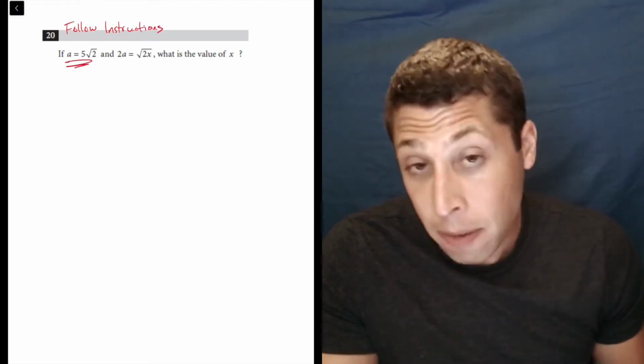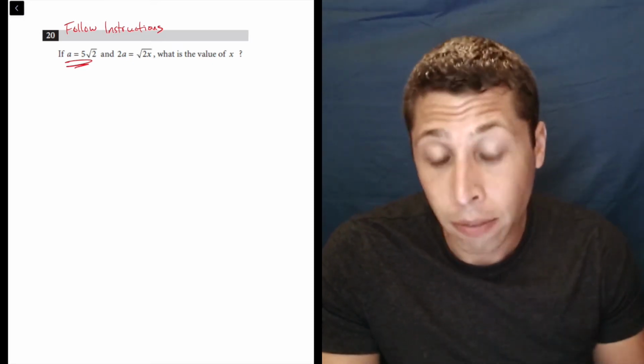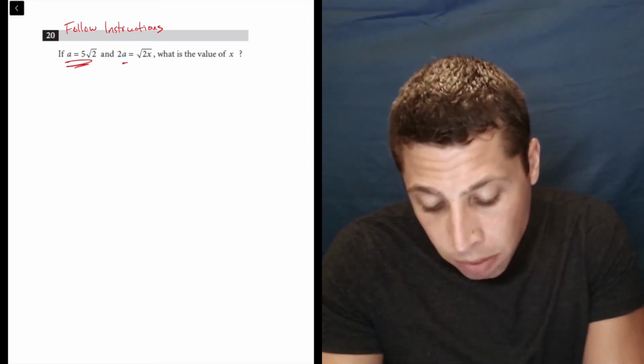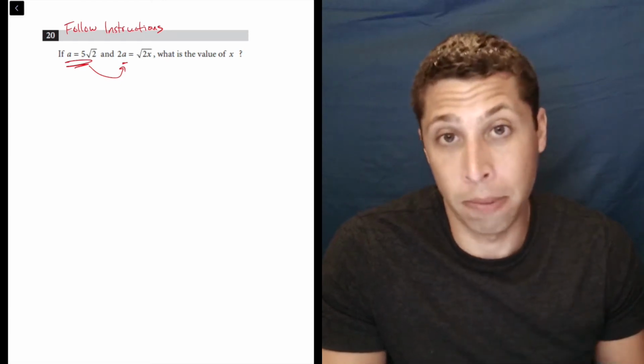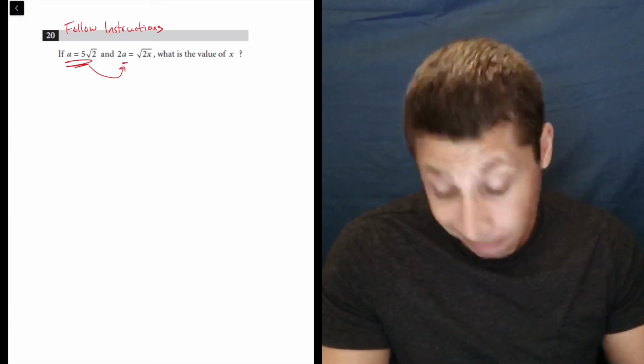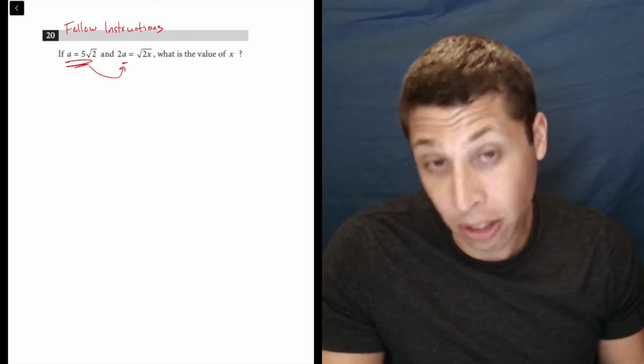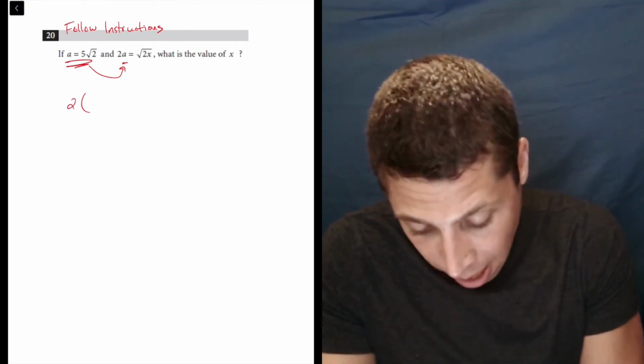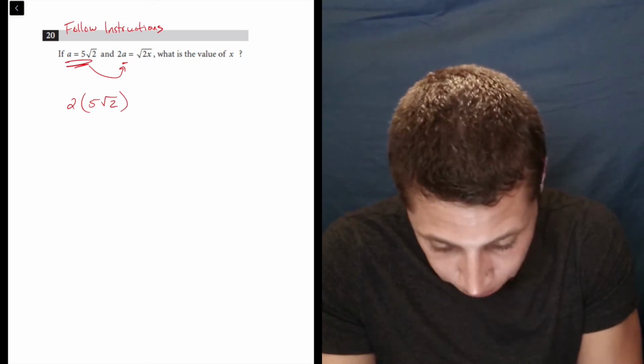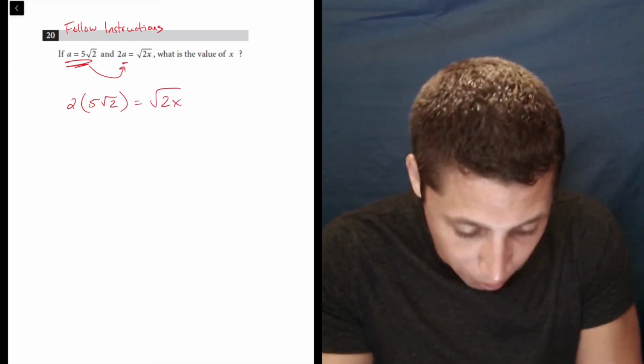If it's telling me that a is equal to this thing, 5 radical 2, then we should substitute, right? And plug that point into the equation. That's what we always do in algebra. When we have a value of a variable, we substitute it. So let's just do that. So 2 times 5 radical 2 is equal to radical 2x.